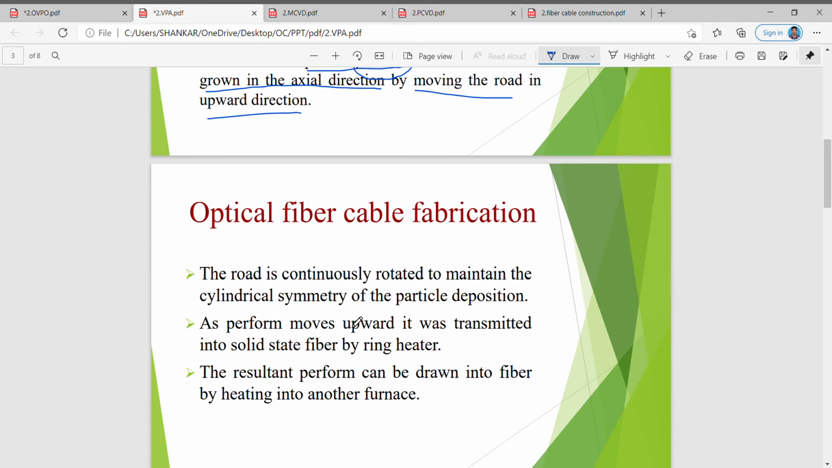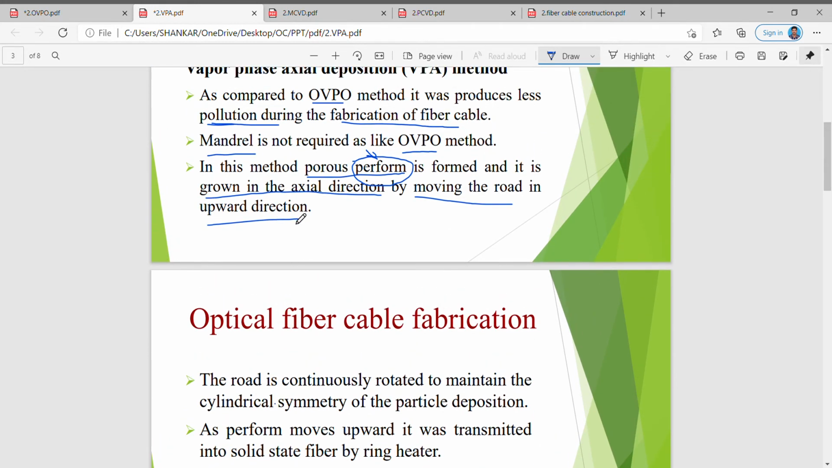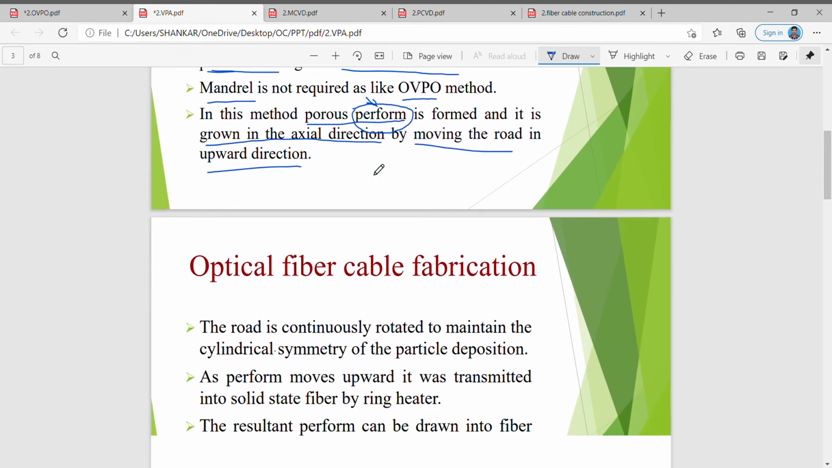So in this process also we are using a rod. There is no mandrel here. In the previous case there is a mandrel, but in this method there is no mandrel, and we are using a rod. That rod is moving in the upward direction in order to form the preform, which grows in the axial direction.